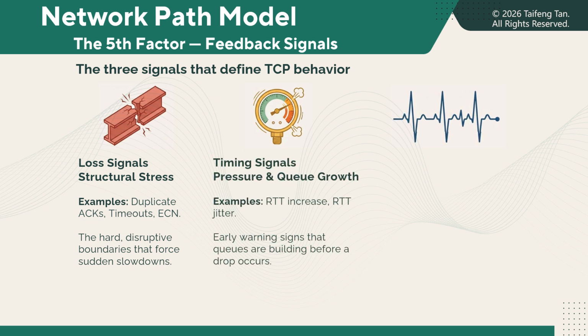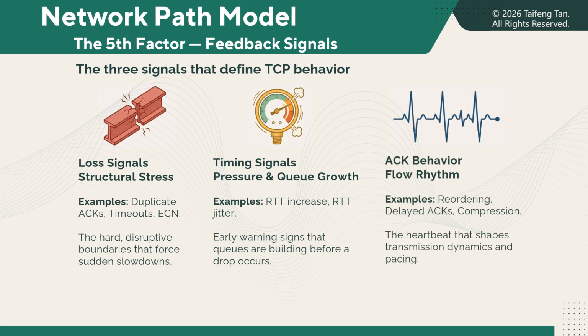Second, timing signals. These are softer, like the deformation of a pipe under pressure. They are early warnings. Before a system collapses, pressure builds. Timing signals reveal queue buildup before packet loss occurs. Examples include RTT increase, RTT jitter, and ACK spacing variation. When RTT increases, queues are forming. When jitter increases, the queue is unstable. Modern algorithms like BBR rely heavily on these timing signals to estimate bandwidth and operate right at the edge of full utilization without triggering loss.